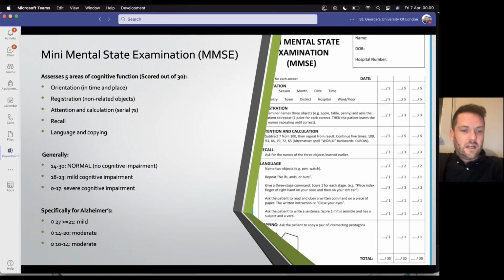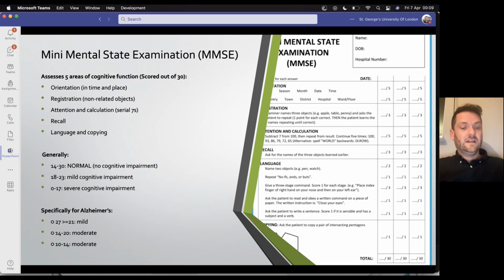So generally, 14 to 30, we're looking at normal. 18 to 23, sorry, that's not correct. It should say 20, I apologize, I will change that on the slides. That should say 24 to 30, normal, so no cognitive impairment. 18 to 23, mild cognitive impairment, and 0 to 17, severe cognitive impairment.